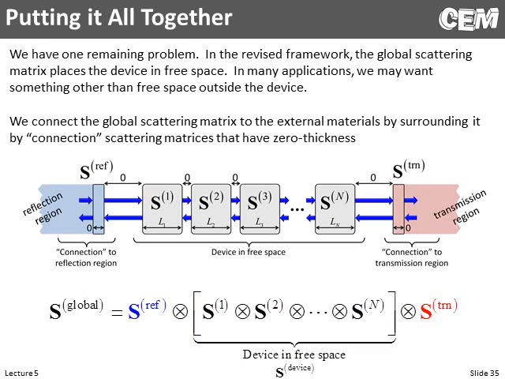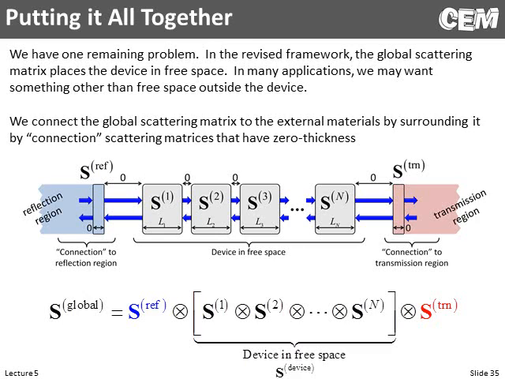So here's the whole picture. We have our layers surrounded by free space. And we're going to use a Redheffer star product, and we're going to star all these together. And what we're left with, we're going to call our device scattering matrix. And the reason we're calling it that is to differentiate it from something that we'll call the global scattering matrix. So if we connect all the layers of our device together, and we get our device scattering matrix, that is inherently surrounded by free space. And that may or may not be how we wish to model it.